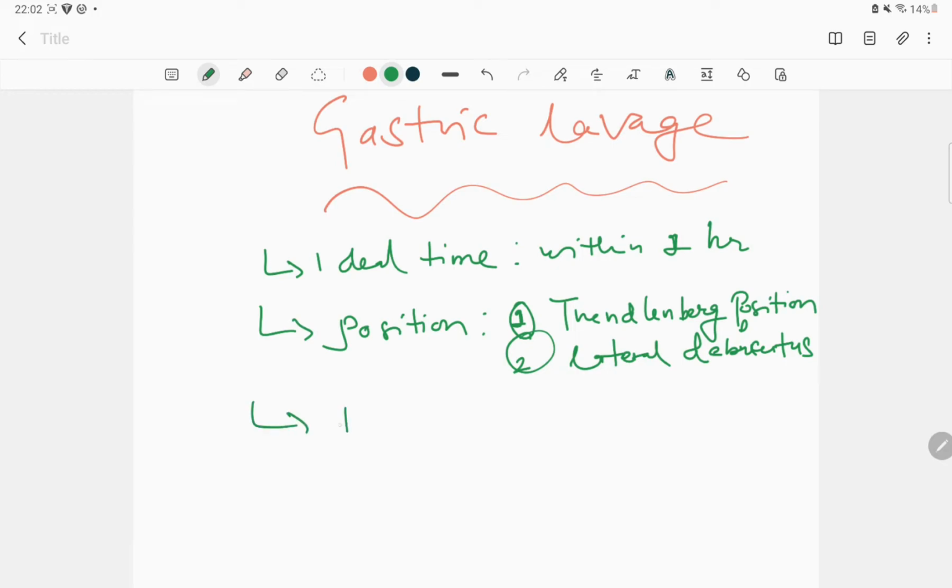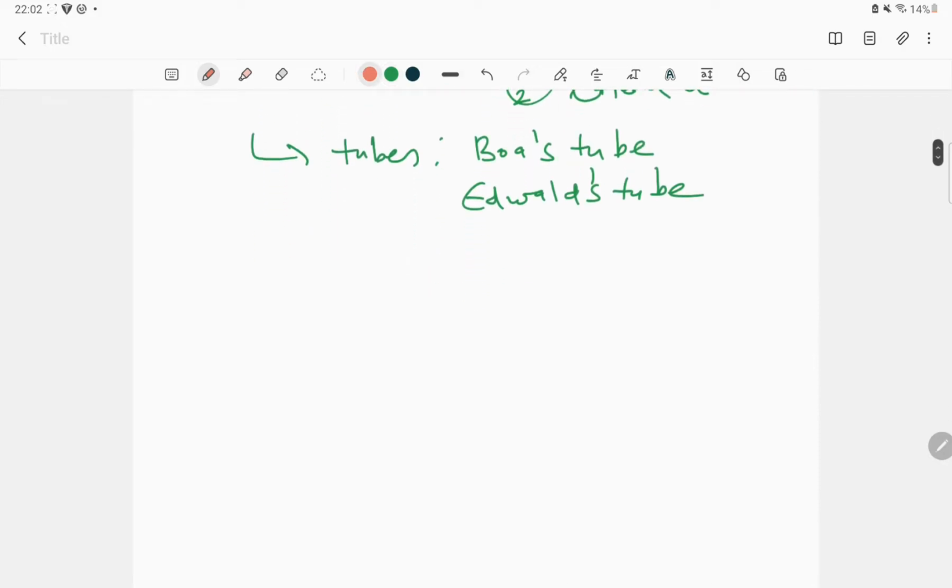And what are the names of the tubes that are used in gastric lavage? The tube used in gastric lavage is the Boas tube, or the Edwards tube. What are the fluids that are used in gastric lavage? The fluid that is used most extensively is tap water, because it is very easy to get.